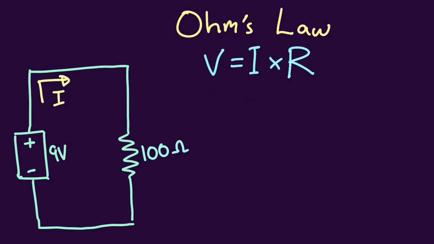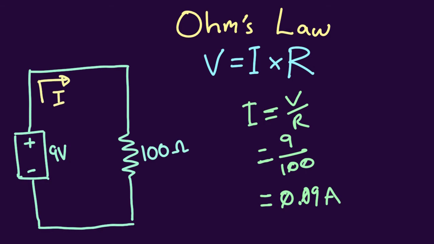Now, we want to find I, so we use Ohm's law, rearrange it a little bit, and we get V over R. We then plug in the values, get 9 over 100, which gives us 0.09 of an amp, or 90 milliamps. That should be quite easy.